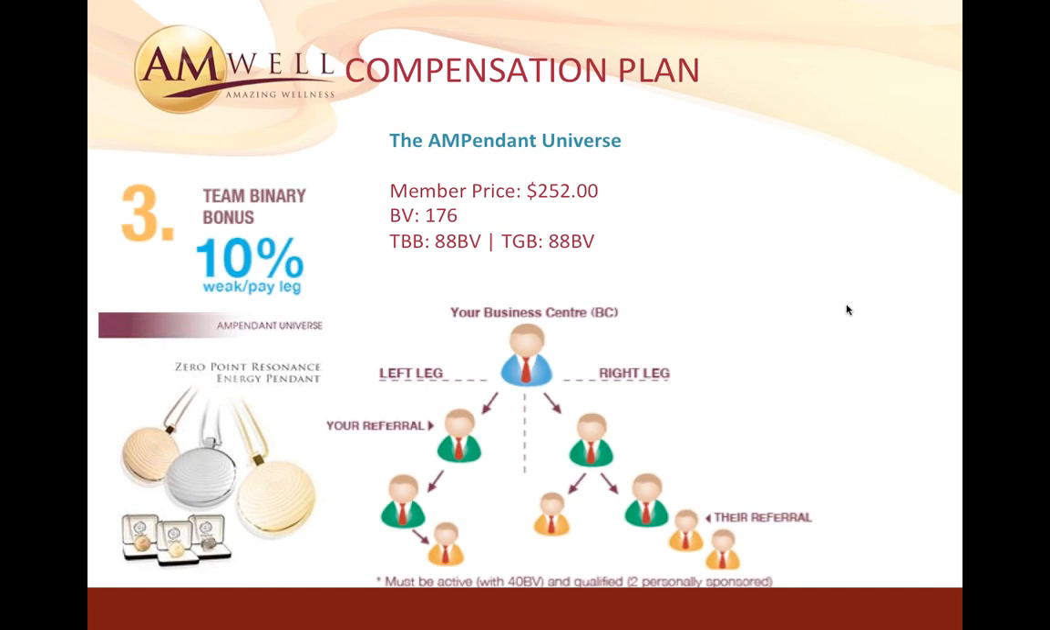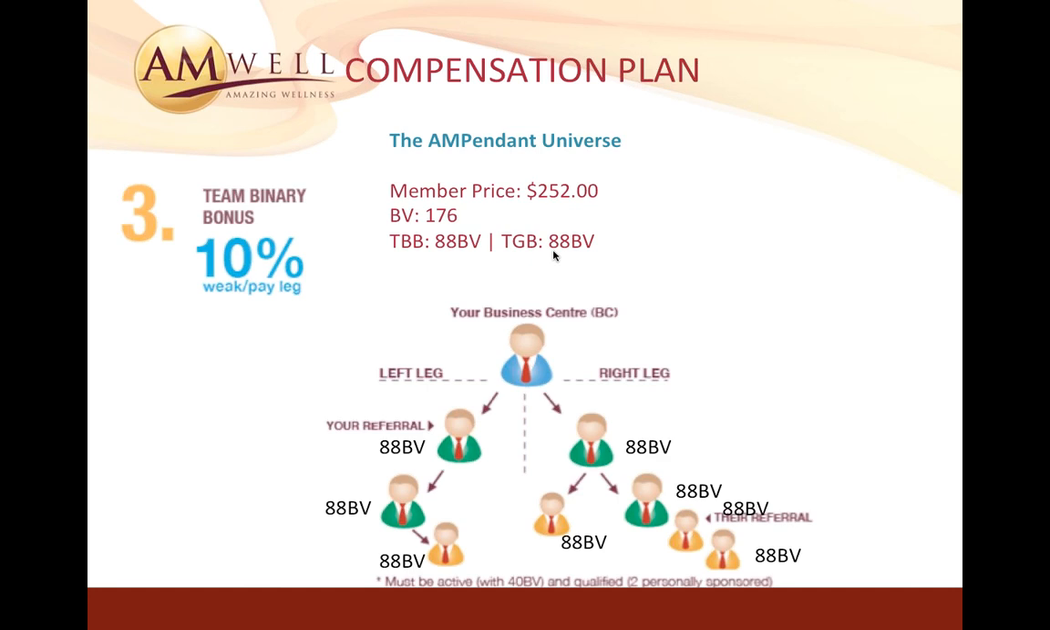Now remember, we split it for enrollments, and binary is only paid on enrollment orders. So half of that, or 88 BV, goes to your TBB, which is your team binary bonus. And the other half, 88 BV, goes to your TGB, or your team generation bonus. So your binary will get 88 BV.